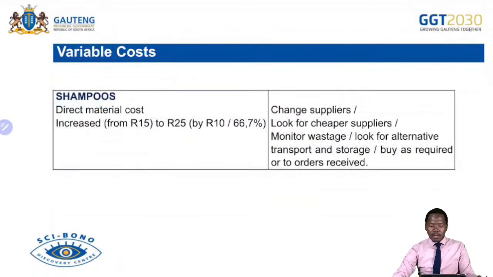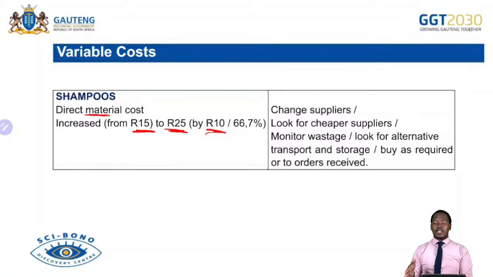Right, next one, grade 12. We are looking at shampoos. For shampoos now, we are seeing that the direct material increased from 15 to 25. It increased by 10. This means it is not well controlled. How do I come up with a solution to this?